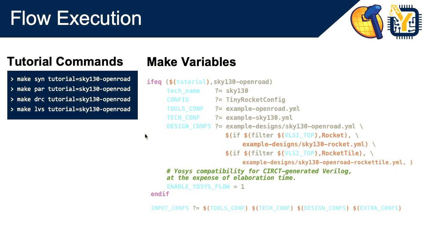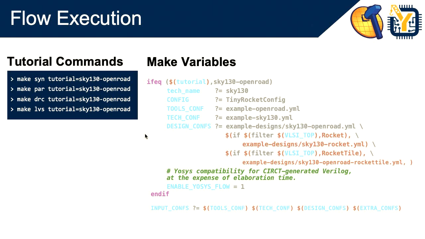So the first thing, on the left you can see the tutorial commands. It's pretty simple. It's a make-based flow. So it's just make syn, make par, with a directory variable. And then we just select this tutorial, which is Sky130 OpenROAD, mainly because we have multiple flavors of these tutorials. We also have an ASAP7 and a Sky130 commercial version with commercial CAD tools. So this is the only fully open source one.